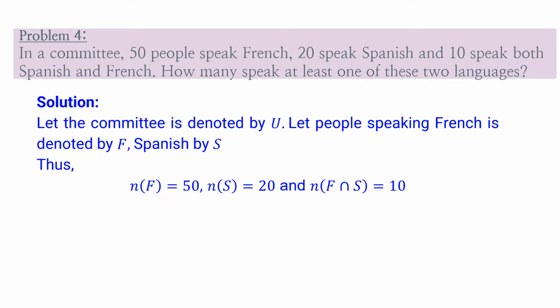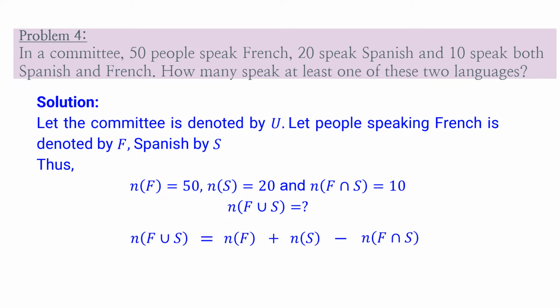Thus, the number of people speaking French, that is n of F, is 50, and the number of people speaking Spanish, that is n of S, is 20, and the number of people speaking both languages, that is n of F intersection S, is 10. We are required to find n of F union S, that is, how many people speak at least one of these two languages.